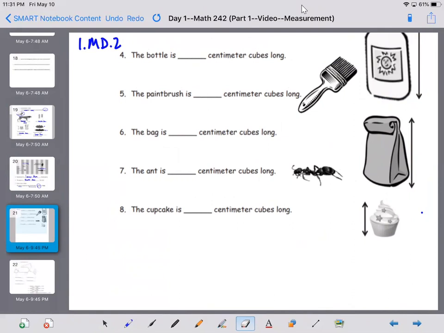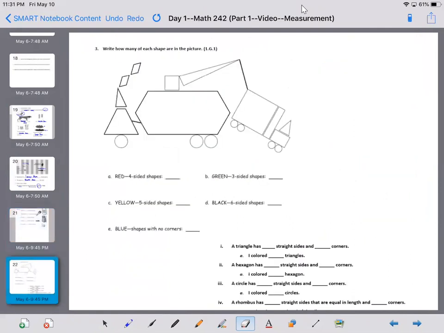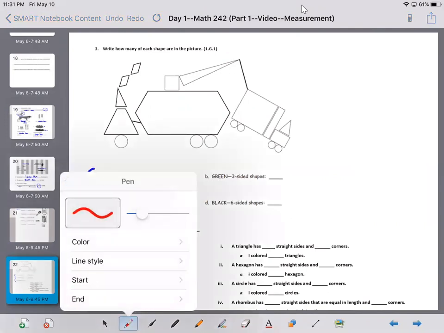With this next one, you see that we're looking at 1G1, so we're starting that geometry measurement. We're starting to look at characteristics and attributes again. So down below here, we've got where the students would color the different shapes they're looking at. And so we would say, let's color the shapes. Let's go to red, and let's color all 4-sided shapes.